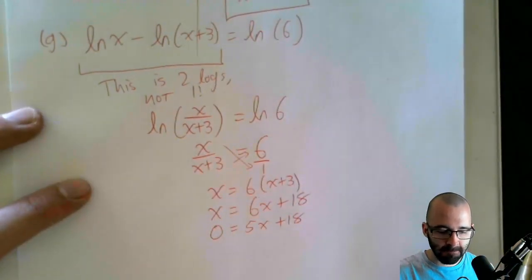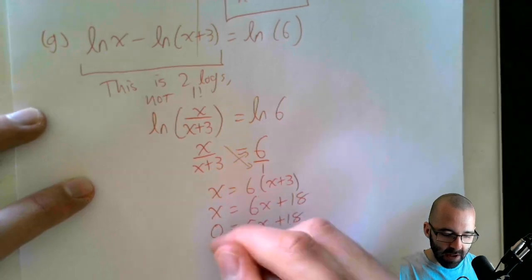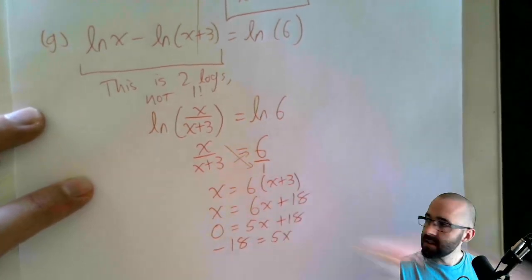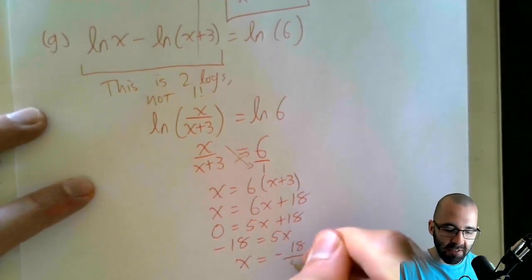All right. So we get negative 18 equals 5x. Divide both sides by 5. x is negative 18 fifths.